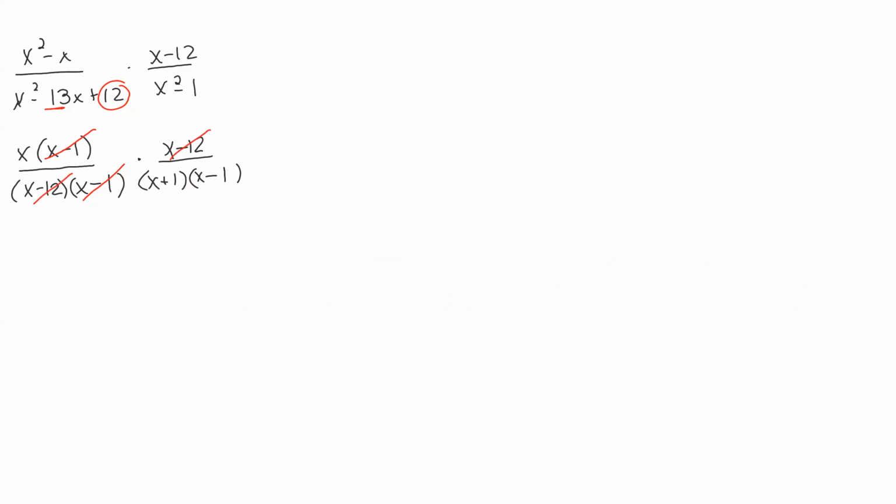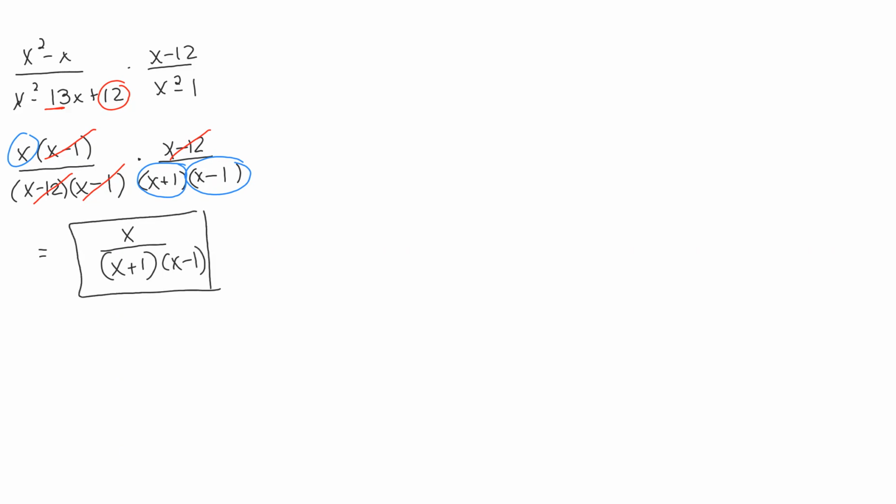So what does that leave me? Well, in the numerator, that leaves me an x. It also leaves me an x plus 1 and an x minus 1. So my final answer is x over x plus 1, x minus 1. And that's it. All right. Let's do one last example of this, and then we'll talk about division.